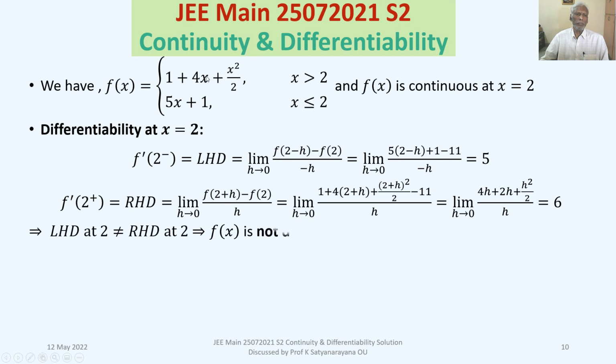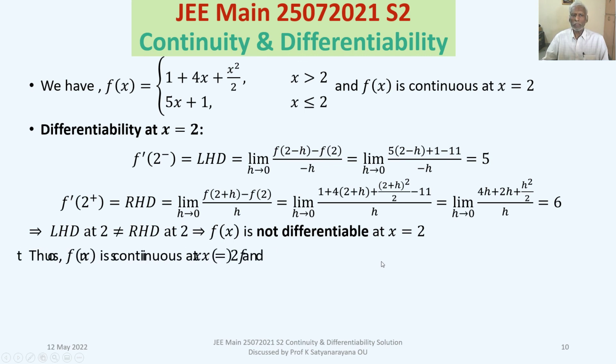And what do you observe? The left hand derivative at 2 is not equal to the right hand derivative at 2. Therefore, f of x is not differentiable at x is equal to 2. Thus, f of x is continuous at x is equal to 2, as we have seen in the previous slide, and now we have seen f of x is not differentiable at x is equal to 2.